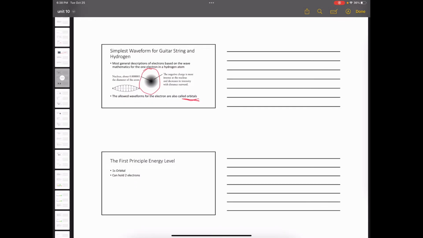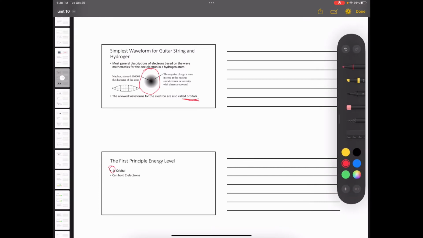That orbital for the hydrogen atom is also called the first principal energy level. Because obviously this is the first energy level, we abbreviate it as the 1s. So the 1s means it's the first principal energy level. Later on, we will see the 2s, the 3s and the 4s, because we are going from one orbital to the other, moving away from the nucleus as we have more electrons. I think that kind of makes sense.